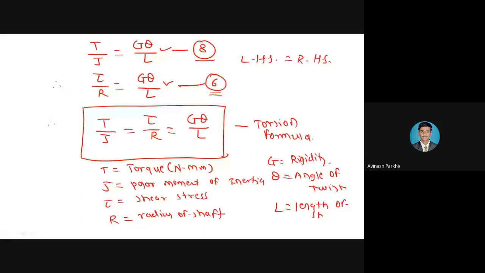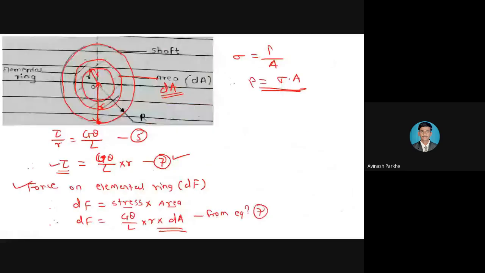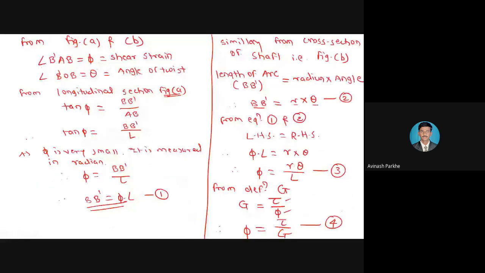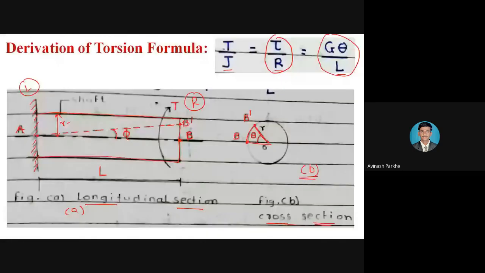Length of that particular shaft. So this will be your final derivation, that is T upon J is equal to tau upon R is equal to G theta by L. So please keep in mind what we have done in this particular derivation, that from the starting point only we are having these two figures.